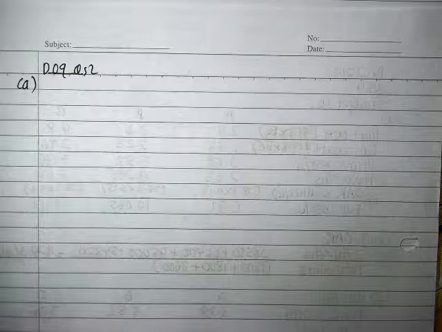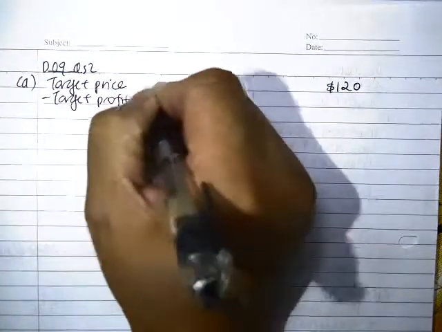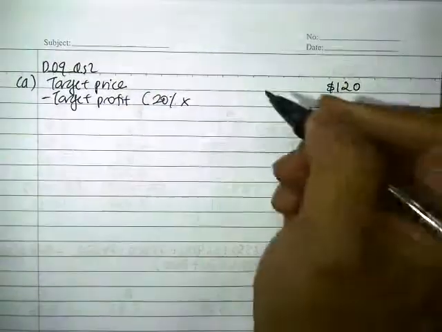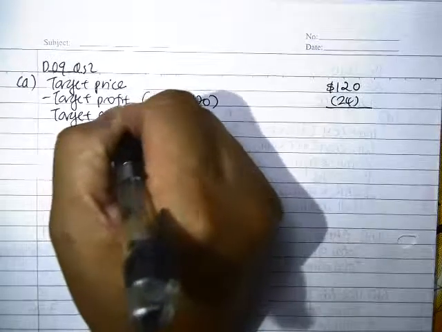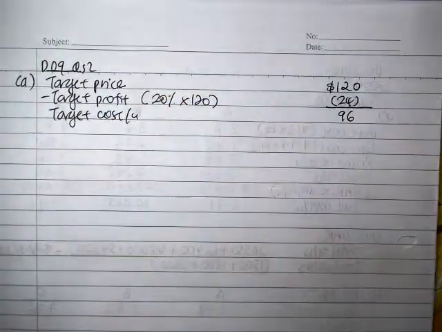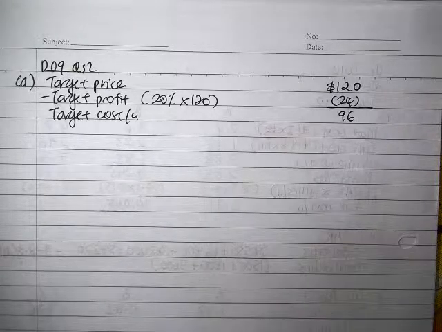They want us to find what the cost gap is. So you can start with your target cost per chair. Now the target price of the chair is 120. You minus your target profit. How many percent do they want as profit? 20. So that's 24. That means your target cost per chair is 96. Okay, target costing, so you must find what the target cost is.